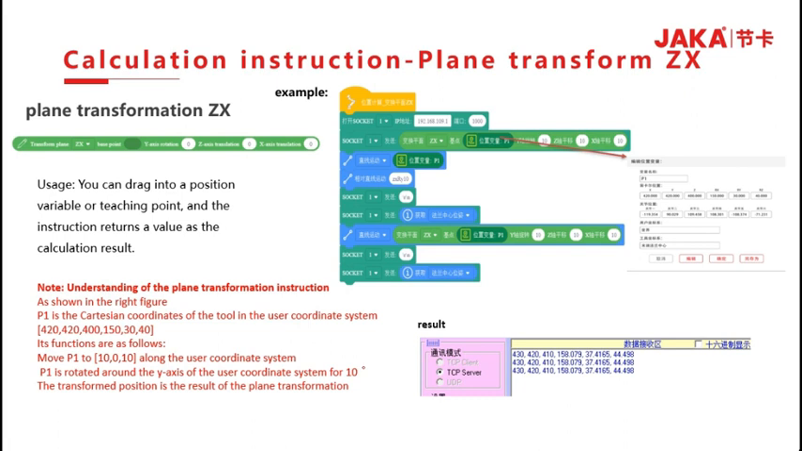To understand the plane transformation ZX, as shown in the example on the right, P1 is the Cartesian coordinate of the tool in user coordinates. Its function is to translate P1 along the x and z directions of the user coordinate system by 10 mm, and then rotate P1 around the y-axis of the user coordinate system by 10 degrees. The changed position is the result of the plane transformation.